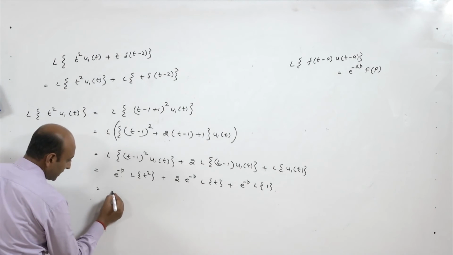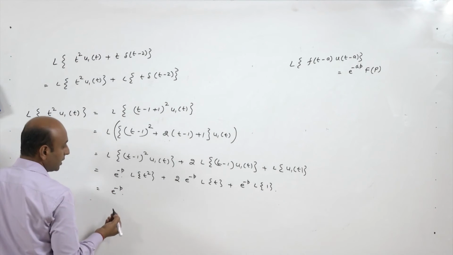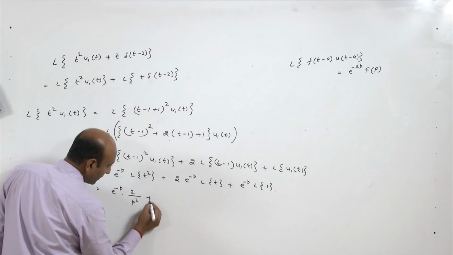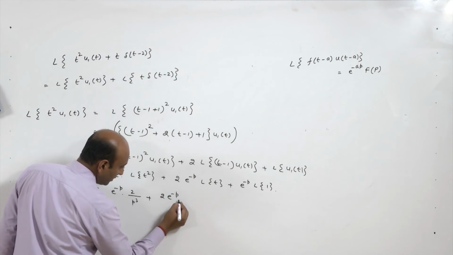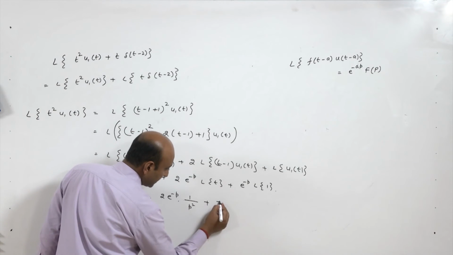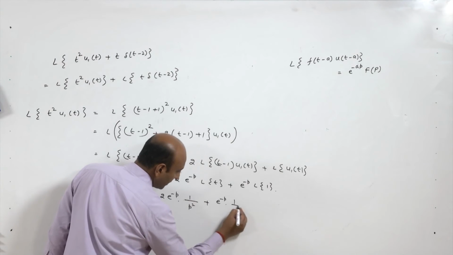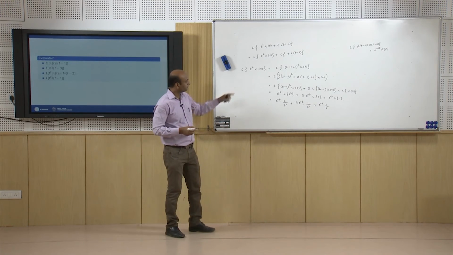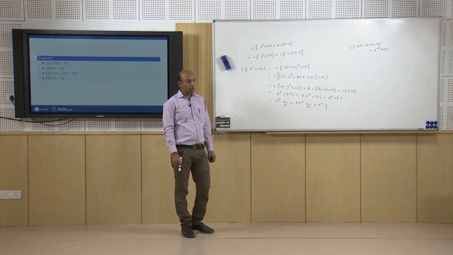So, this is nothing but e power minus p into 2 upon p cube, plus 2 e power minus p into 1 by p square, plus e power minus p into 1 by p. So, that is the Laplace of the first expression, the Laplace of t square u1(t).